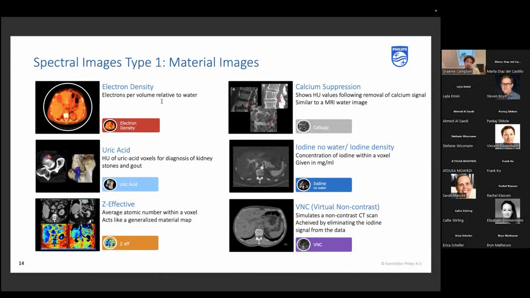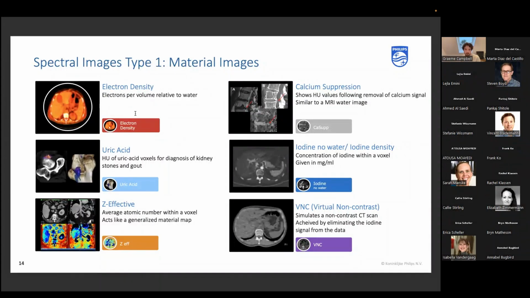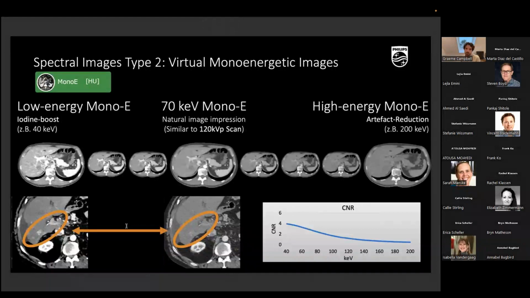Or there are, you could say, a little bit more general material images. So the electron density and the Z effective. Electron density is essentially the density of material independent of its atomic number. So if we have a cyst, then this would have a higher electron density than the surrounding tissue. Z effective is the atomic number of the tissue. So if you have iodine or a higher atomic number element, then you would see this in this map. And then the second type are the virtual monoenergetic, and that's what I mentioned as we go down in the energy.